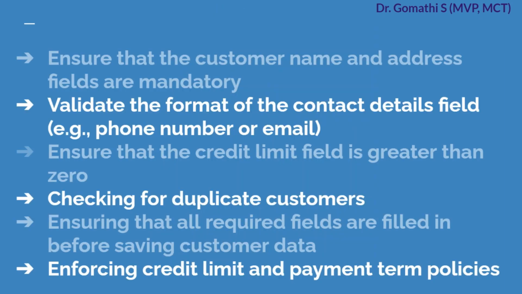The next one is the validation. So what are the validations which I'm planning to do? Ensure that the customer name and the address fields are mandatory. Validate the format of the contact details field, for example phone number or an email. Ensure that the credit limit field is greater than zero, because the credit limit field should be greater than zero. Checking for duplicate customers, ensuring that all required fields are filled in before saving customer data. It is all the mandatory fields.